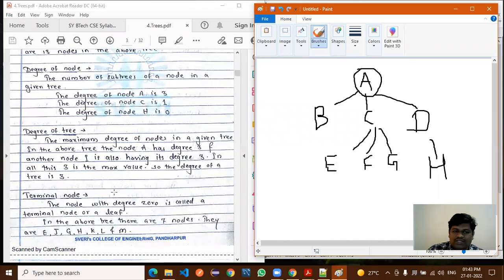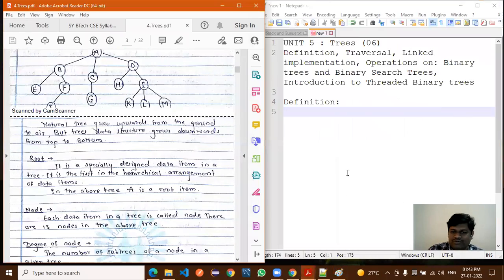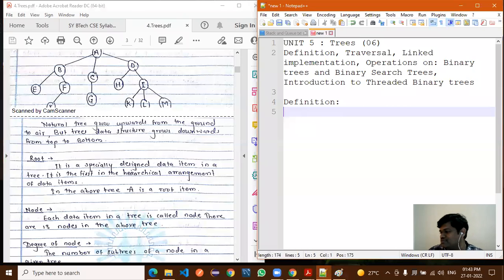So how to calculate the degree of the node? That part we will discuss. We'll start with the terminologies which we are using in the degree of the node. So what is the definition of degree of node?